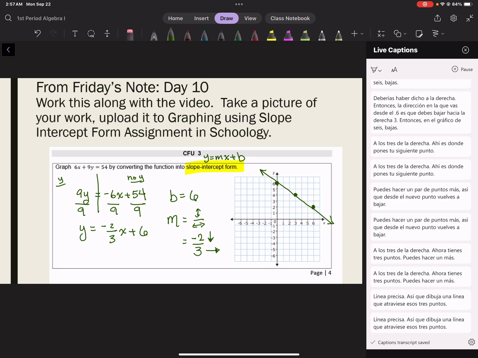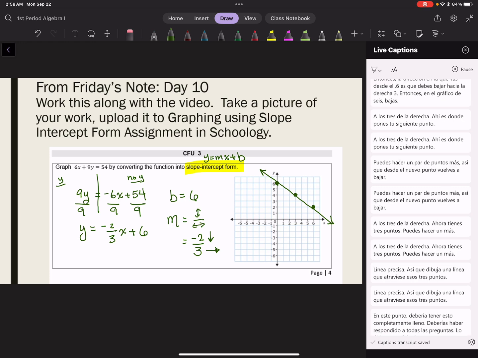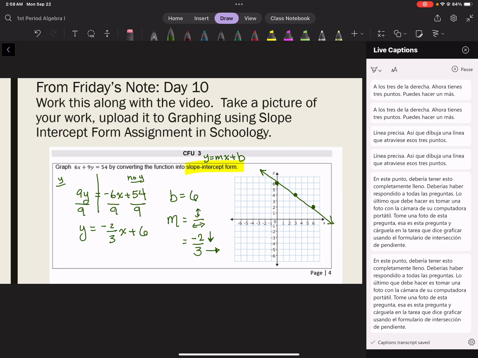At this point, you should have this completely filled out. You should have answered all the questions. The last thing that you need to do is to take a picture using your laptop camera. Take a picture of this question, just this question, and upload it on the assignment that says graphing using slope-intercept form. That is the only question on that assignment. After you upload this, you can go on to the next part of your Neopod.